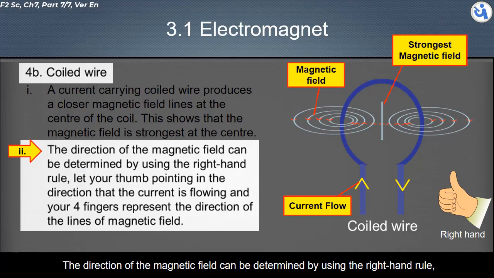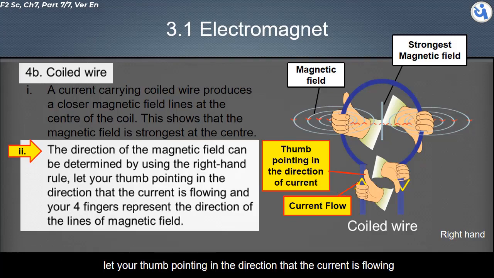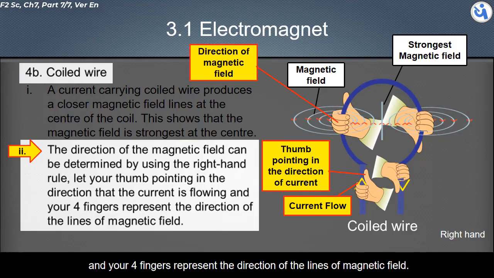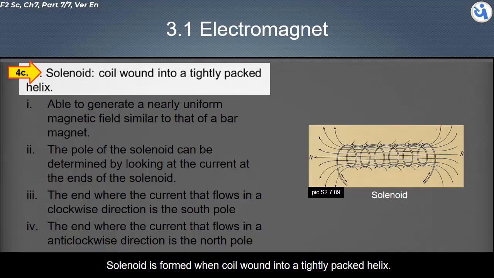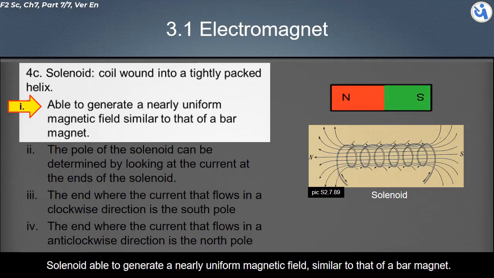The direction of the magnetic field can be determined by using the right-hand rule. Let your thumb point to the direction that the current is flowing, and your four fingers represent the direction of the lines of magnetic field. About the solenoid. Solenoid is formed when coil is wound into a tightly packed helix. Solenoid is able to generate a nearly uniform magnetic field, similar to that of a bar magnet.